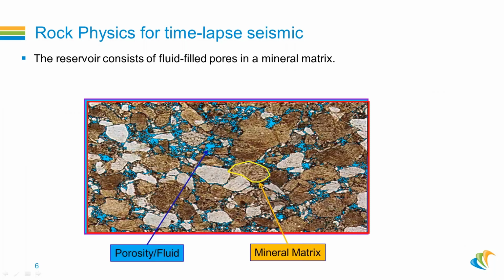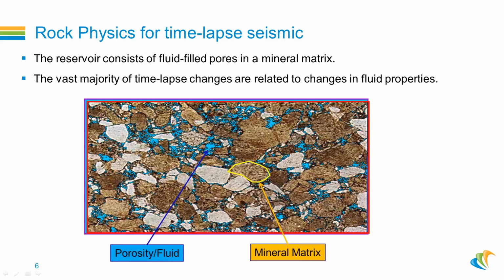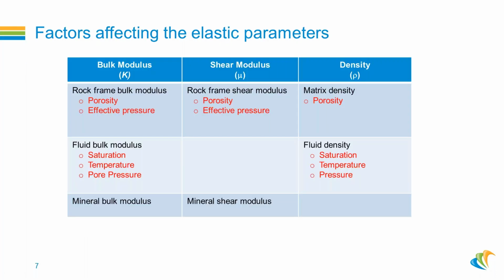And this fluid is changing, and the vast majority of the time-lapse changes are related to changes of the fluid properties. So what is affected by the changes of the reservoir properties? For example, we are talking about bulk modulus of the rock, and shear modulus of the rock, and the density of the rock. So these three parameters are very important in the elastic property estimations. We can estimate P velocity, S velocity, and density is there as well. So these will be affecting the seismic data and seismic velocity.